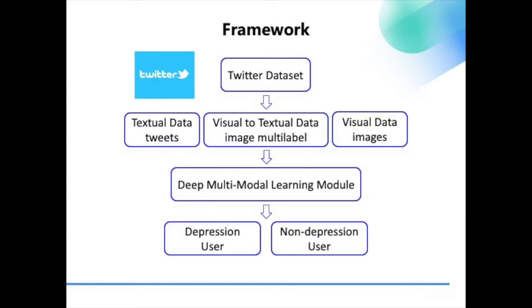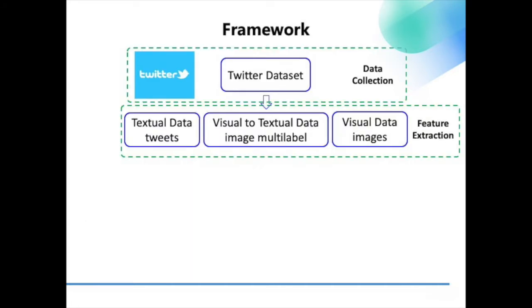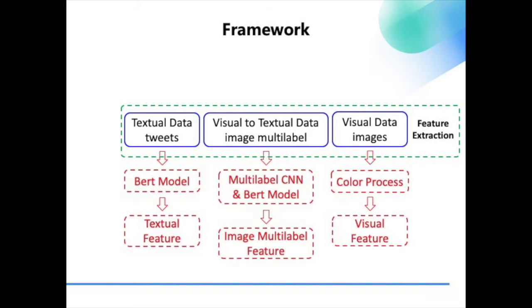The framework of our system is like this. The first part is data collection. We built our dataset using the data from Twitter. We acquire the users' posted tweets and images and split them into training and testing datasets. The second part is feature extraction. We use posted tweets and images to extract 3 different features, including textual feature, image multi-label features, and visual features.